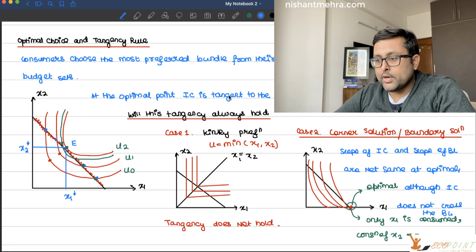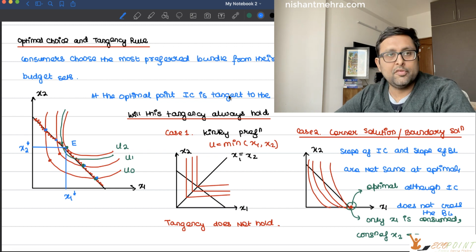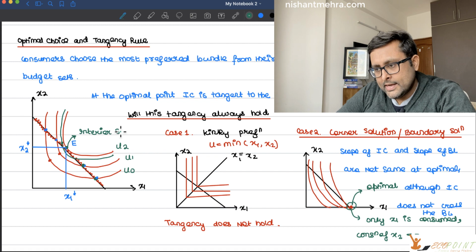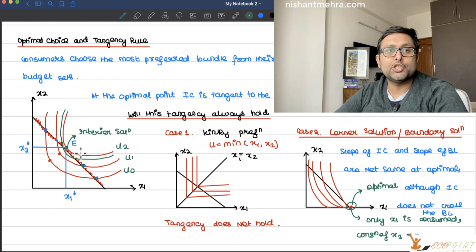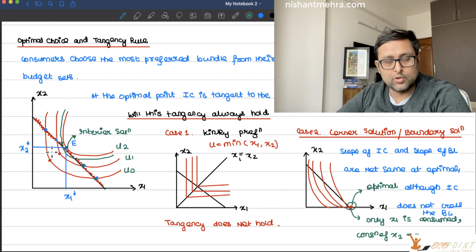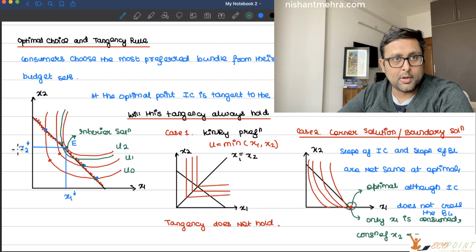Okay, beta. Now the question arises, can you forget about the kinky preferences and corner solutions for the time being, and just worry about the interior solution? Then can you say that yes, tangency condition is a necessary condition? Yes. If you rule out kinky preferences and corner solutions, where one of the goods is not being consumed, in an interior solution you are consuming some amount of x1 and some amount of x2.